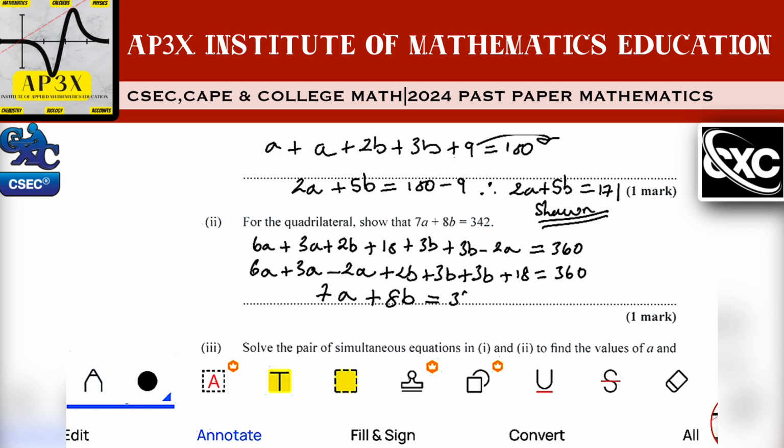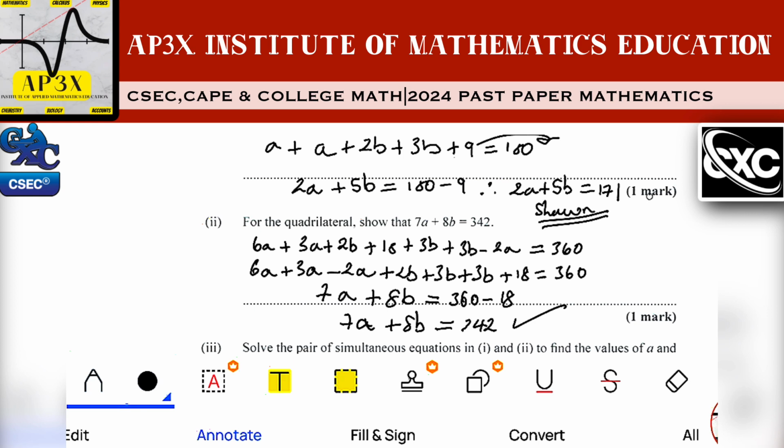So that's going to be 360 minus 18, and we can almost bet that the answer is 7a plus 8b, and that's equal to, if you subtract 18 from 360, you're going to end up with 342, and we have shown the answer.